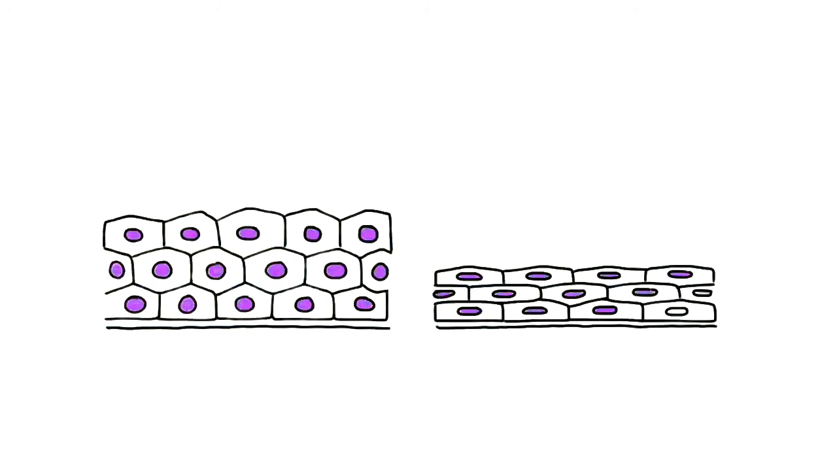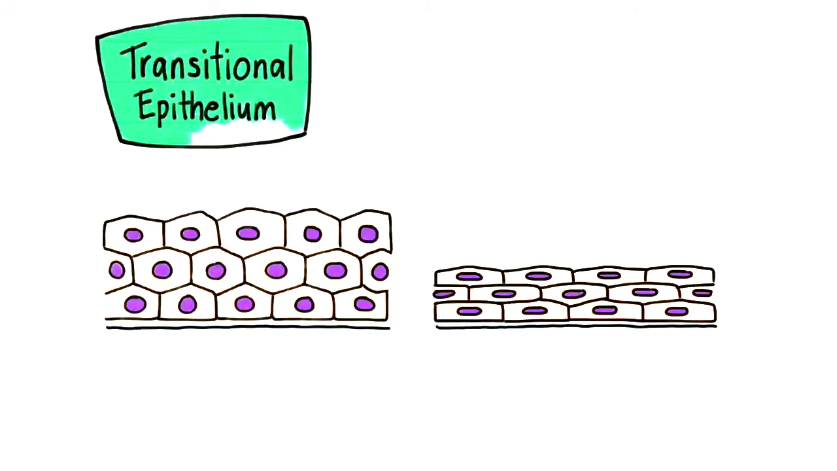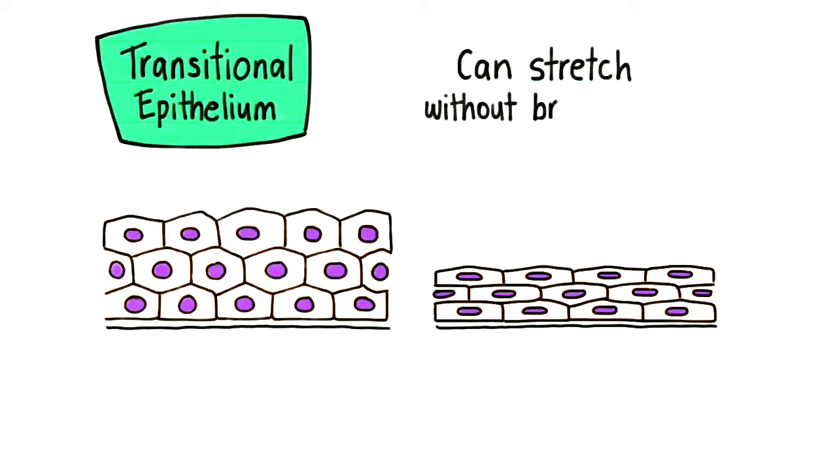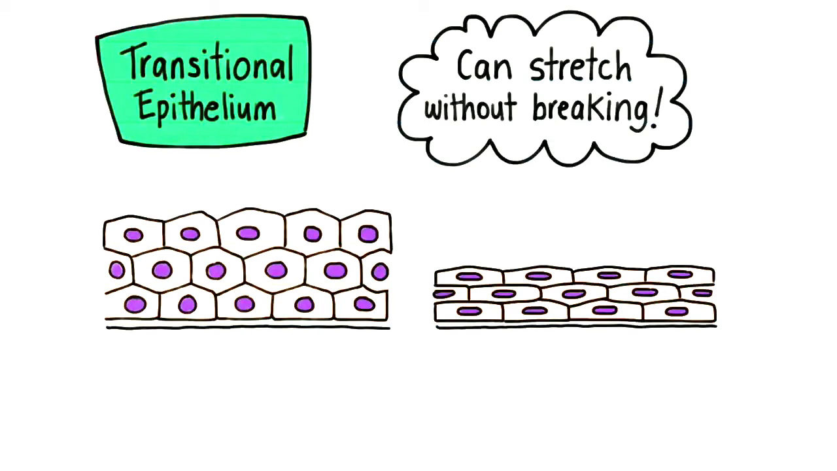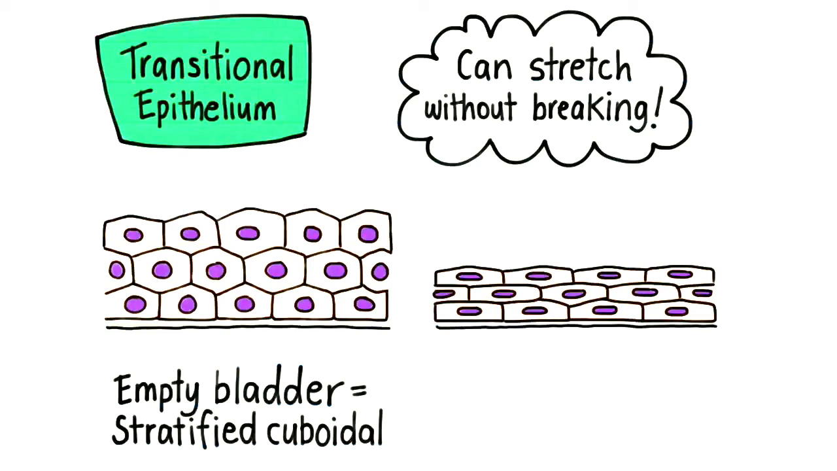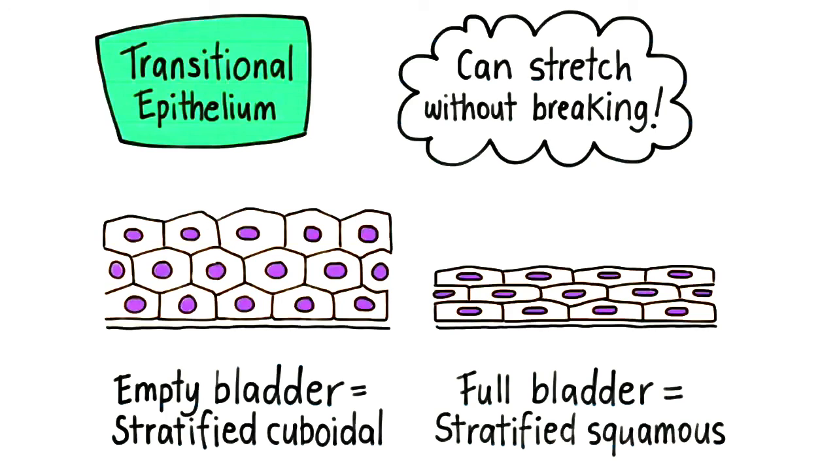Finally, let's look at transitional epithelium. Transitional epithelium is a special type of stratified epithelium that can stretch without breaking. Transitional epithelium is found in the bladder because the bladder has to stretch as it fills with urine. In an empty bladder, the cells are cuboidal in shape. But as the bladder fills with urine, the epithelial cells stretch and become squamous in shape. It's because the cells change shape that we call this epithelium transitional.